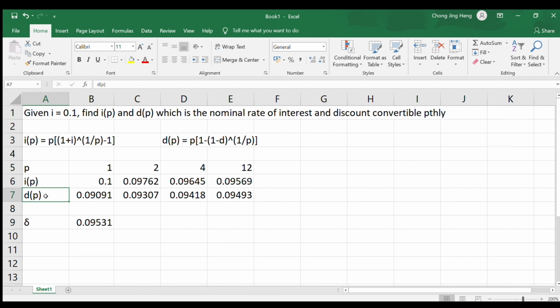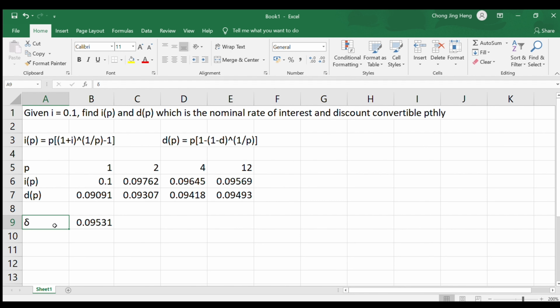So for the discount rate, d1 is just the effective discount rate, for which we use the formula d equals i over 1 plus i, which is equal to 0.1 over 1.1. And for d2, we just use the formula 2 times (1 minus (1 minus d) to the power 1 over 2), and we are able to get this answer. By using the same formula, we are able to solve d4 and d12.